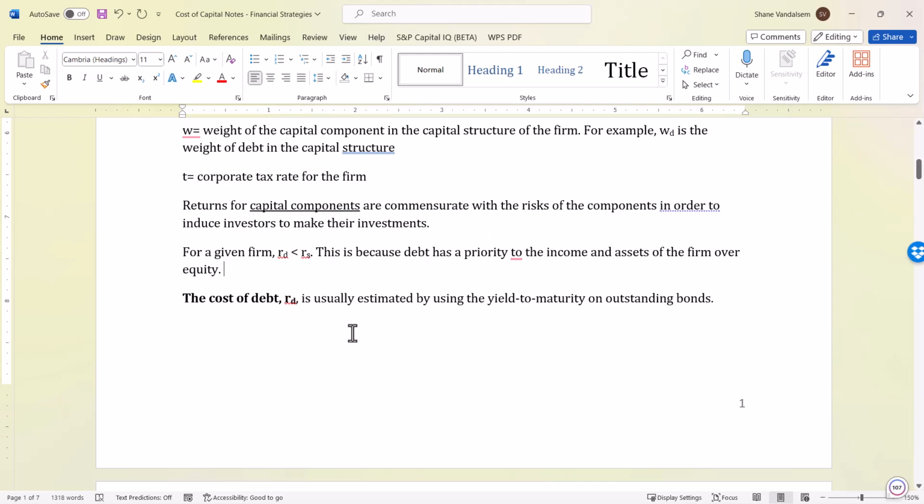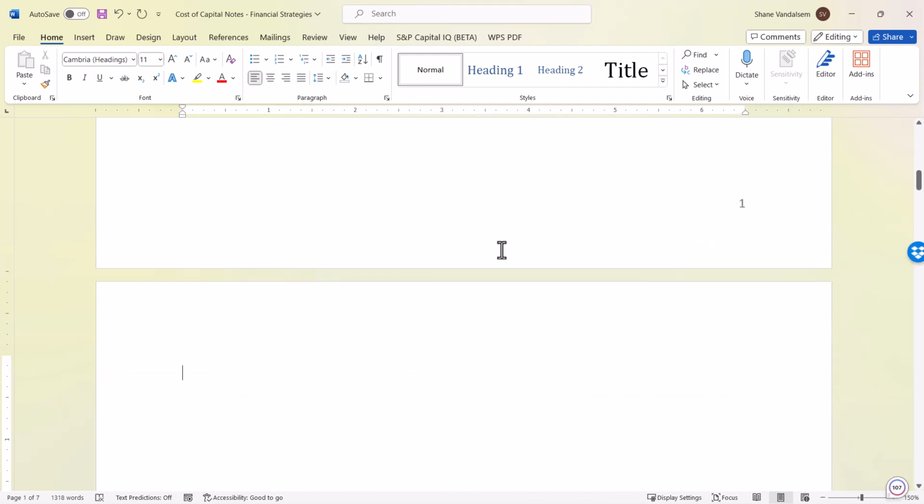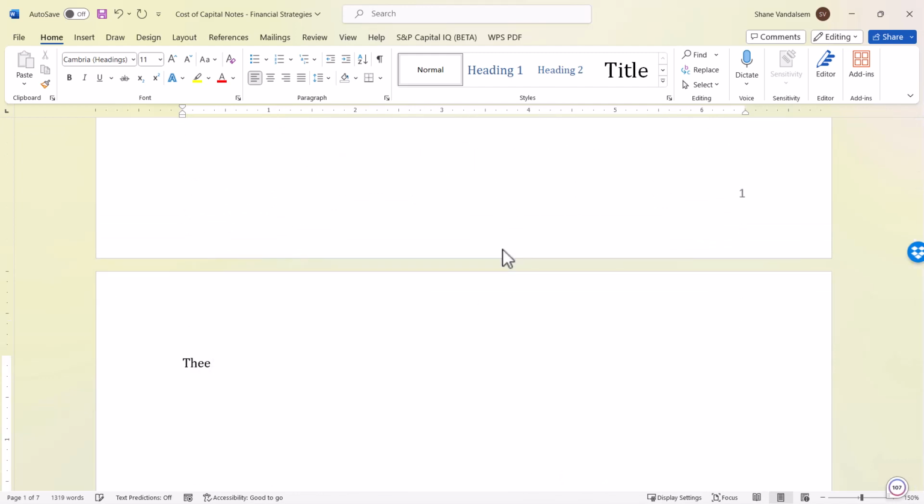So the cost of debt is usually estimated by using the yield to maturity on outstanding bonds. The yield to maturity is the annual return that a bond investor receives, and this is key here, if the bond is held until the maturity date.